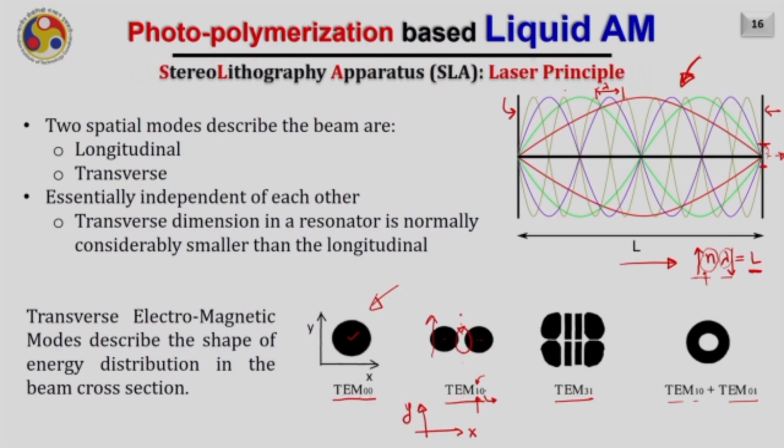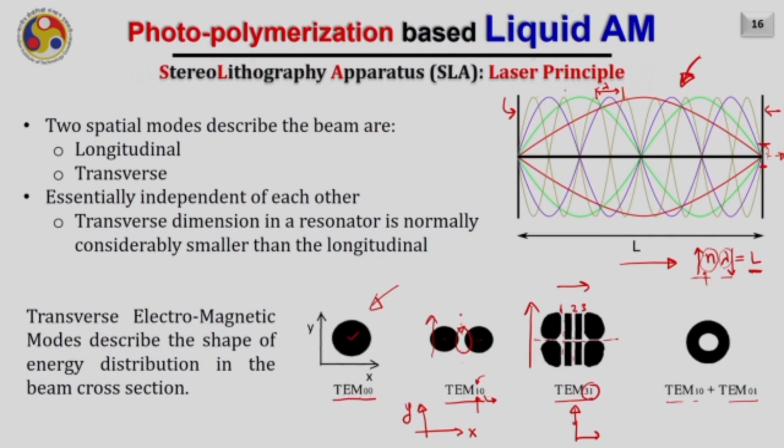Hence it is TEM01. Here it is TEM31, meaning there will be 3 not fully illuminated spots available along the x-axis. So this is the x-axis, let us count: this is 1, this is 2 and this is 3. So yes, there are 3 such spots available along the x-axis, while along the y-axis only one such spot is available, that is here. Hence it is written as TEM31.